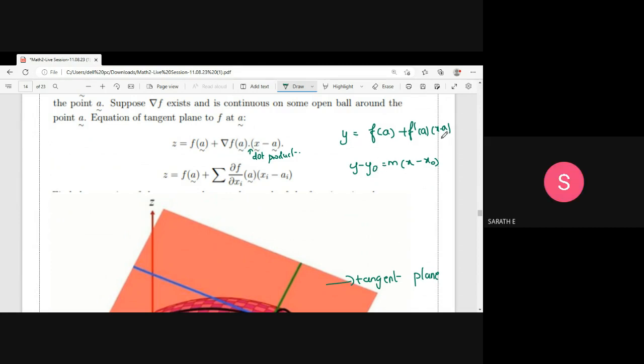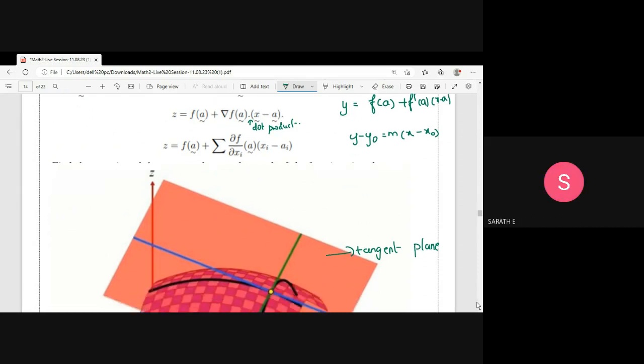When it's z, it will be z minus z0. He's saying that he can visualize what x naught, y naught, m are in R2, but he's not able to visualize this here. Here, x0, y0 will be the a tilde, and f of x0, y0 will be f of a tilde. So it will be the same way.